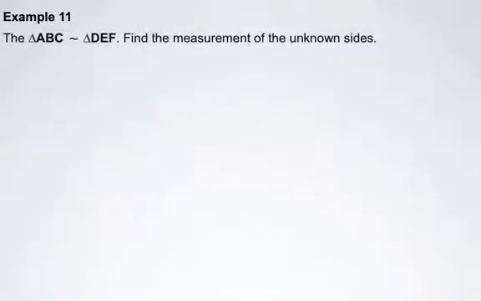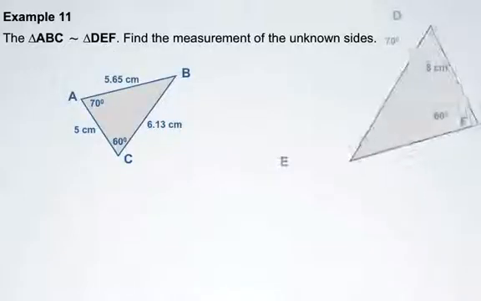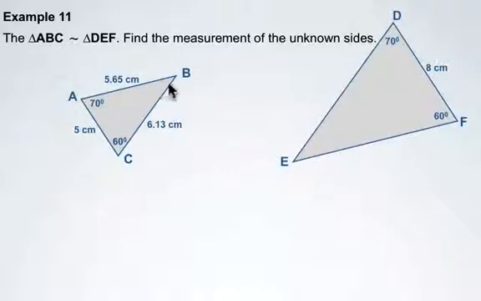In this example, we're given that triangle ABC is similar to triangle DEF, and we're asked to find the measurement of the unknown sides. Here are our triangles. In triangle ABC, we have all three sides and their measurements indicated, as well as two angles. In triangle DEF, we have the two angles identified and the side. We are missing two of the sides, however.